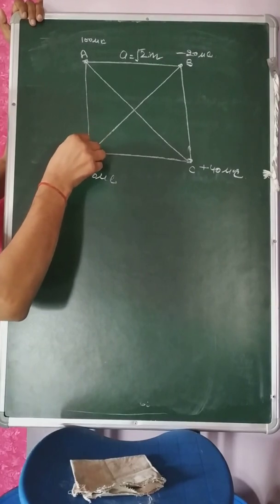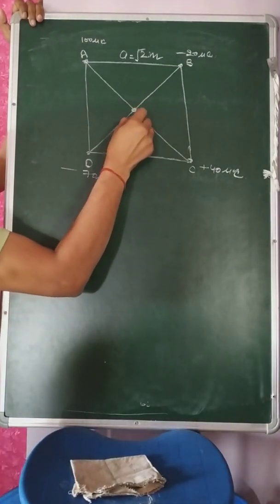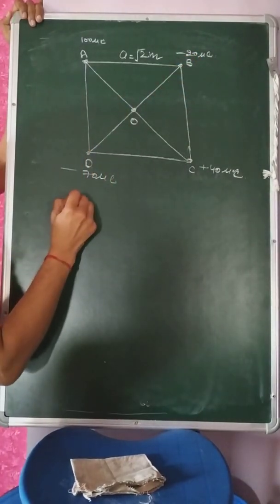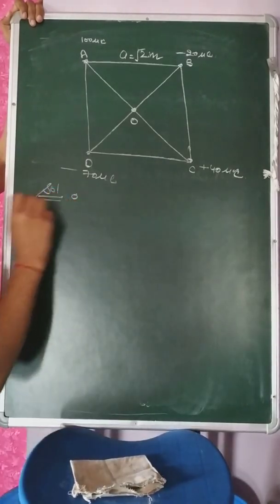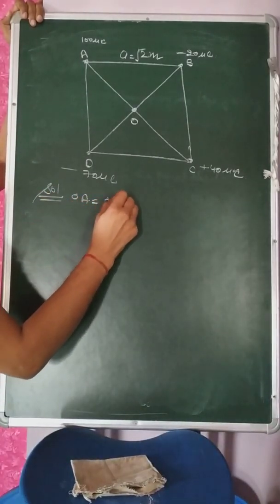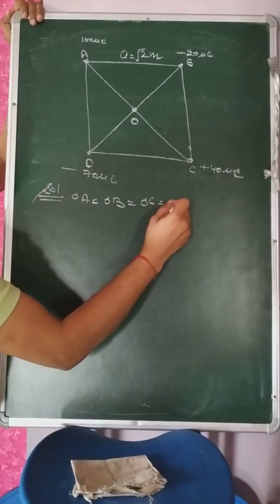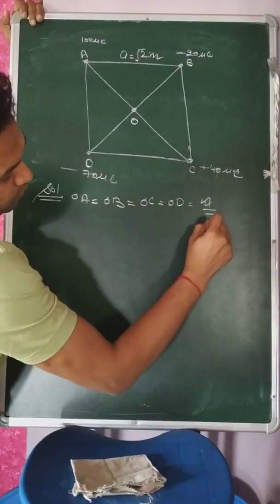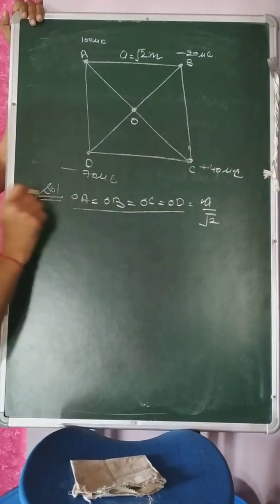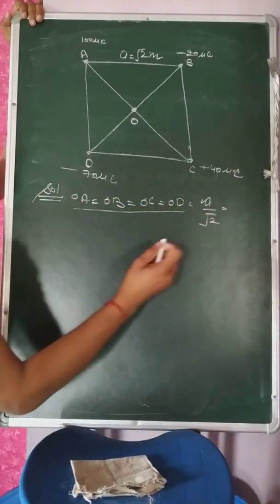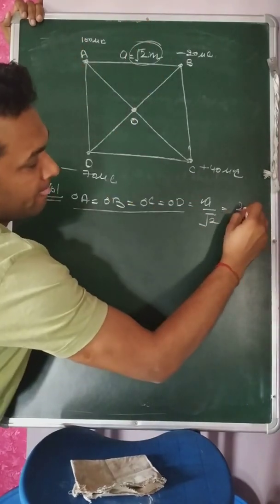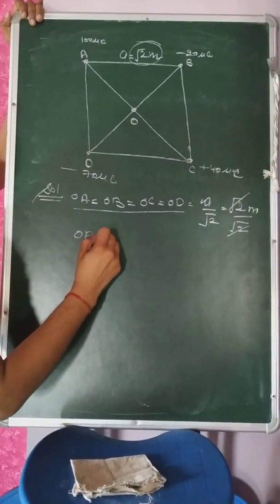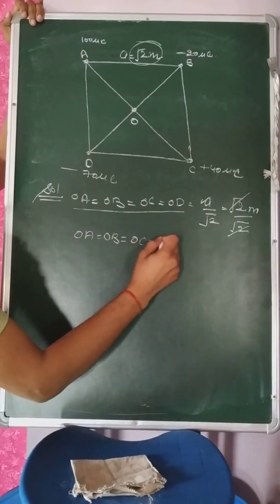So first of all, we will find the diagonal, and the distance of this point O from each and every vertex of this square. So you can say, I'm writing the solution over here, OA is equal to OB is equal to OC is equal to OD, that is equal to A by root 2. This one is the standard formulation. A is given to be root 2 meters, divided by root 2. So we will get OA equal to OB equal to OC equal to OD, that is equal to 1 meter.